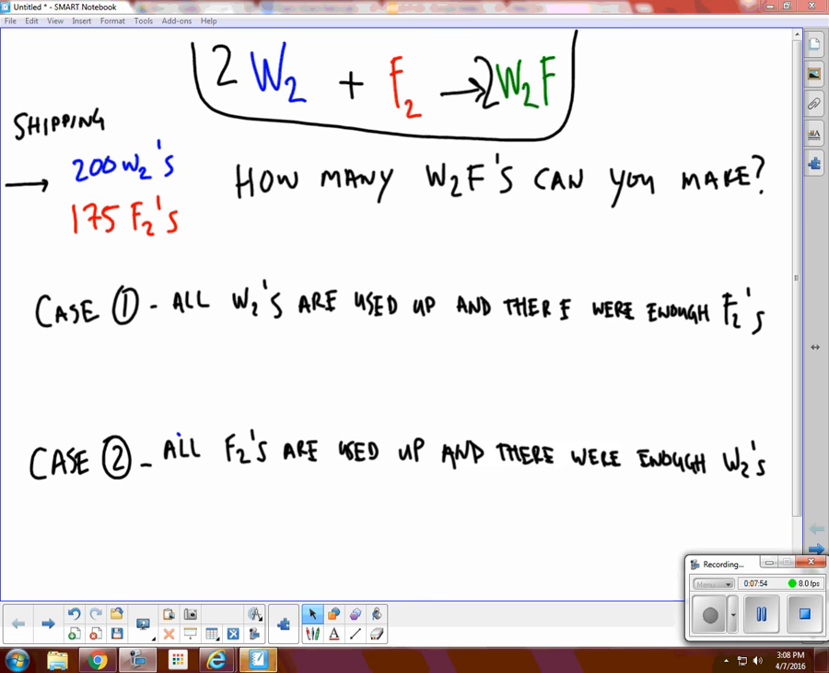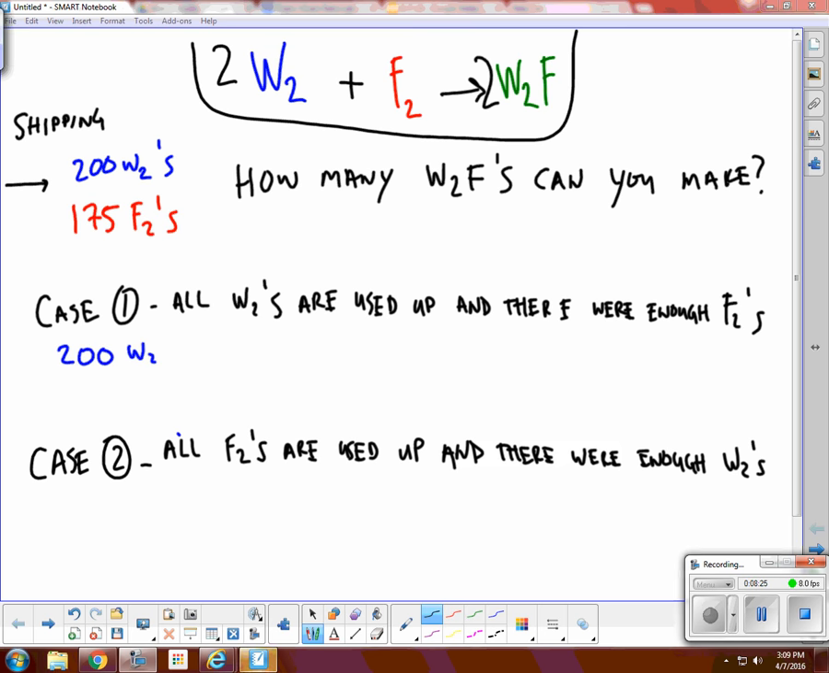You're either going to use all of the wheels and there'll be plenty of frames left, or you're going to use all the frames and there are plenty of wheels left over. I guess there's the slight possibility that you have the perfect amount of wheels and frames, but that usually just doesn't happen in the real world. So let's figure out how many bikes we can make with case 1, and then with case 2, to figure out which situation will actually happen.